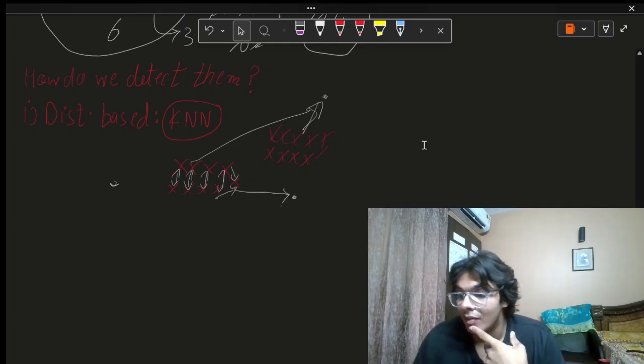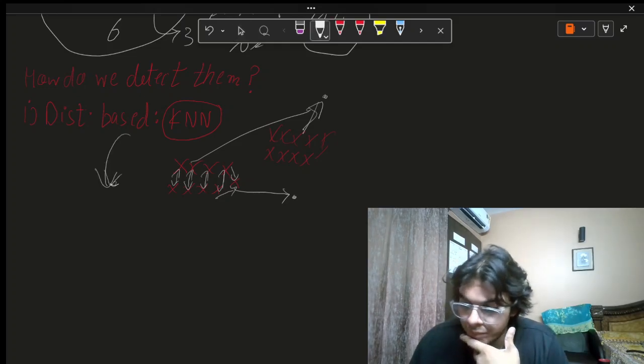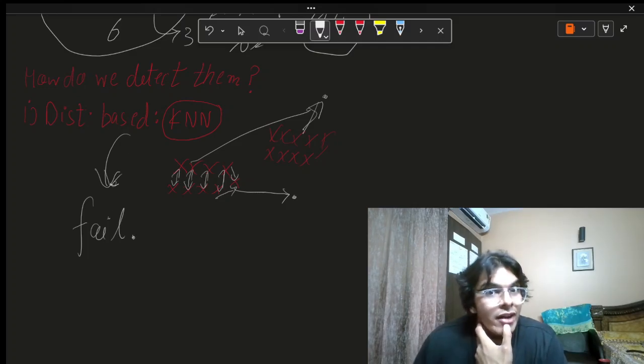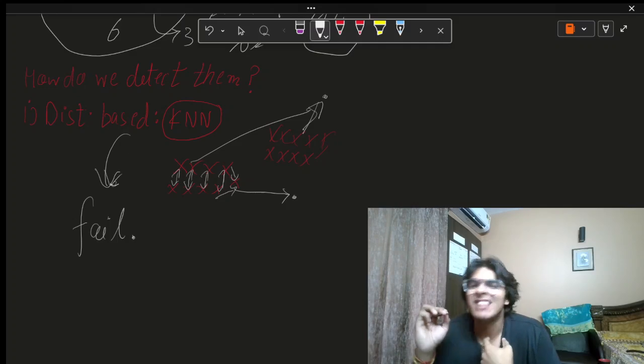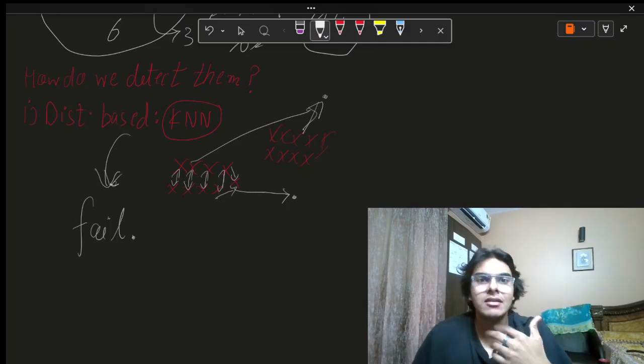Now this is very intuitive to think about, but this is not the correct answer here. Distance based models fail to detect anomalies, and they fail horribly. What's the reason? Try and think about it. Very simple. Now this brings us to me repeating this again.